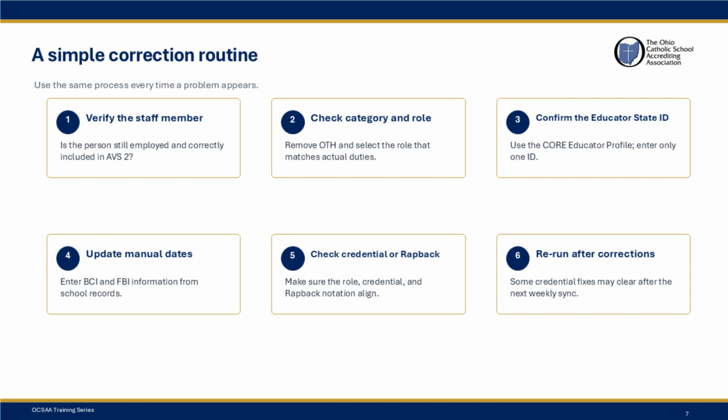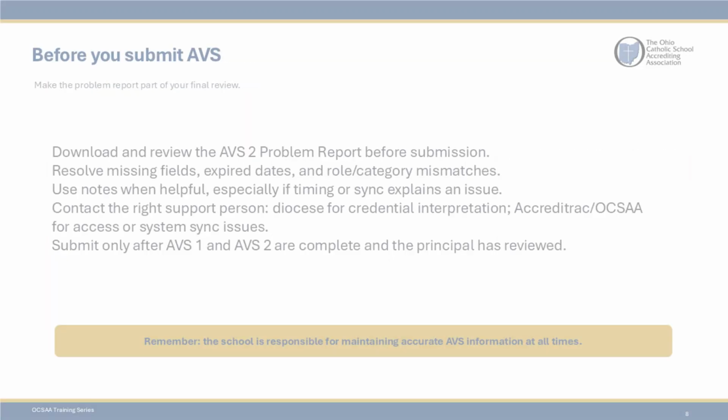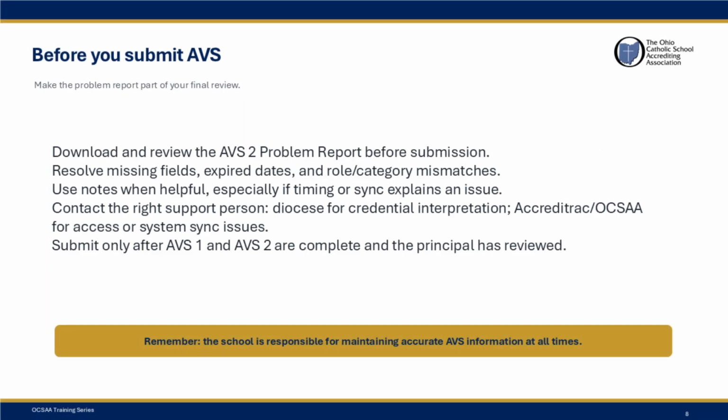Please check your AVS 2 problem report before submitting AVS. If there are problems, verify the staff member is entered correctly. If they do not have the proper license, send them to get their proper license. Make sure that their category and role match. Make sure the educator state ID is correct. If they need to get updated fingerprints, send that employee for updated prints. Make sure that their role, credential, and wrap-back notation align. If they are non-credentialed and have routine contact, they need to be enrolled in wrap-back.